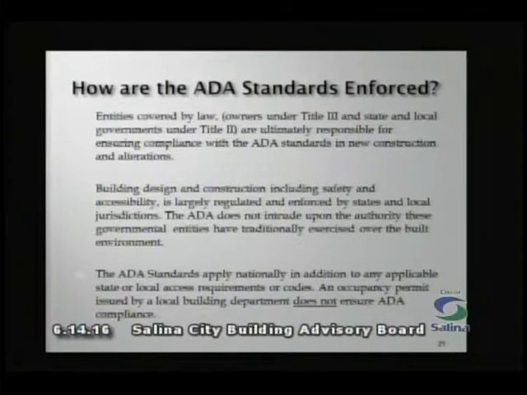Now, again, building design and construction, we are largely regulated and enforced by states and local jurisdictions. Now, the ADA does not intrude upon the authority of governmental entities over the built environment. They're not going to overreach in any categories outside of what is under their authority of ADA. They're not going to tell you your structural components or footings or any of this.